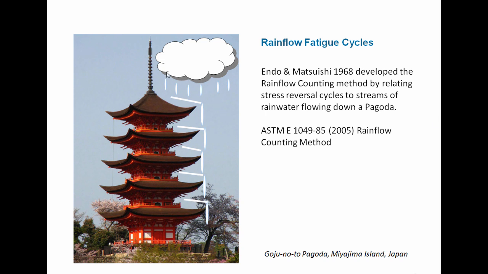So here we have a pagoda here, and there's streams of water flowing down these different roof sections. And we're going to have situations where one stream of water is going to encounter another stream of water, and there's going to be a set of rules as to how to deal with all those and how to convert our stress time history into a series of cycles with corresponding amplitudes.